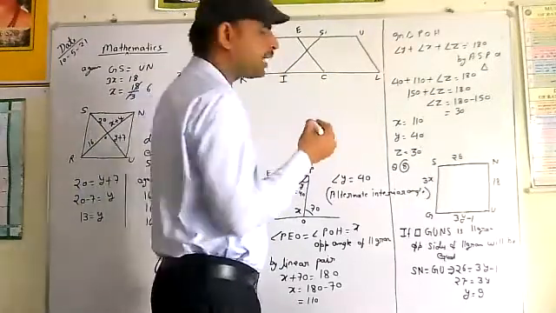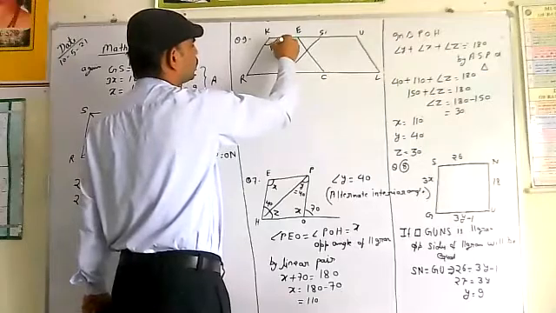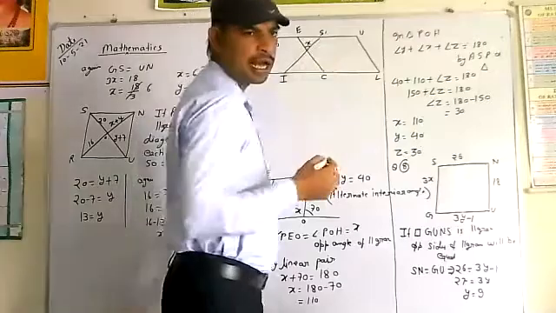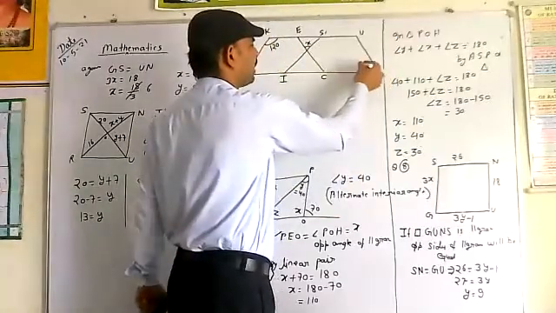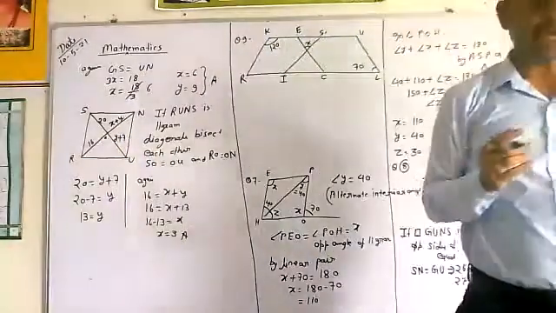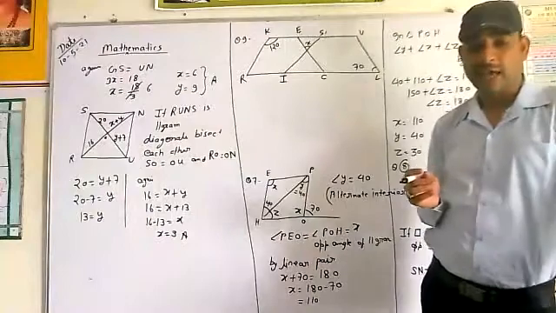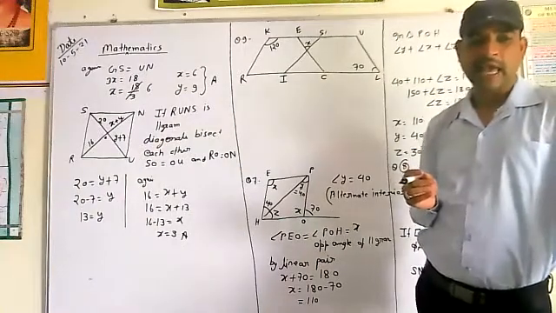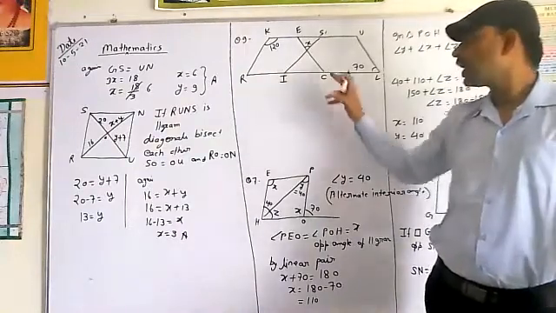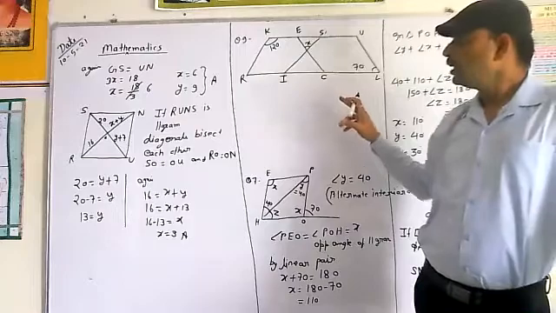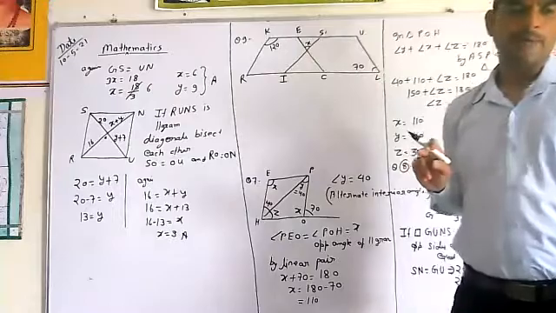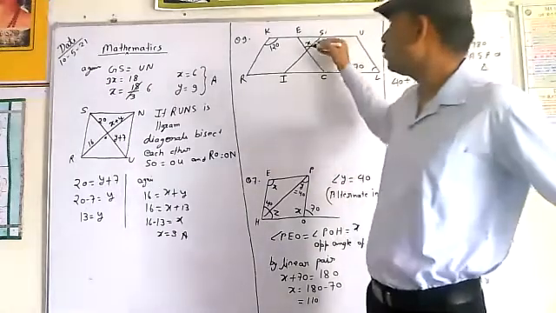Listen, students, this angle is 120 degrees, this angle is x, and this angle is 70 degrees. We have to find in the above figure, both RISK and CLUE are parallelograms. We have two parallelograms, this is RISK and this is CLUE. Find the value of x.